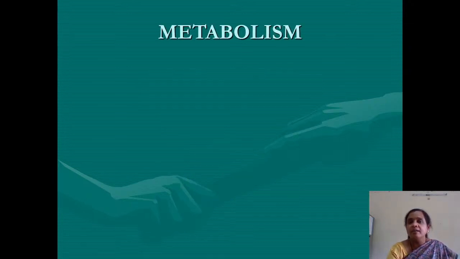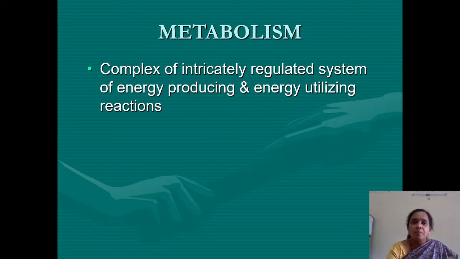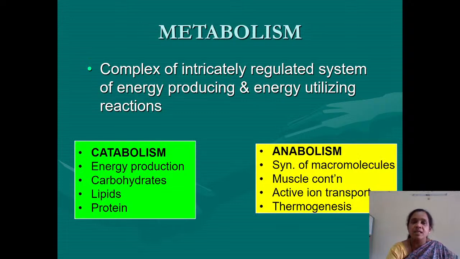So before starting, let's know the definition of metabolism. Metabolism is a complex of intricately regulated systems of energy producing and energy utilizing reactions. So metabolism is not limited to either production or utilization. It is a combination of both. So there are two phases in metabolism: one is catabolism and another one is anabolism.